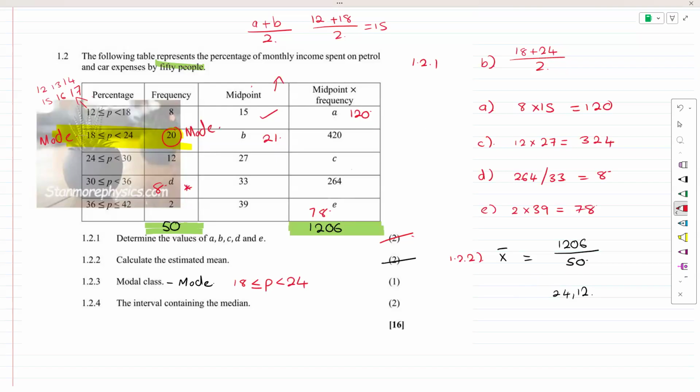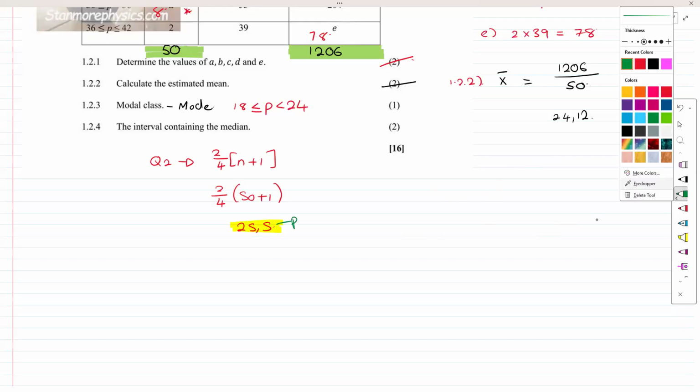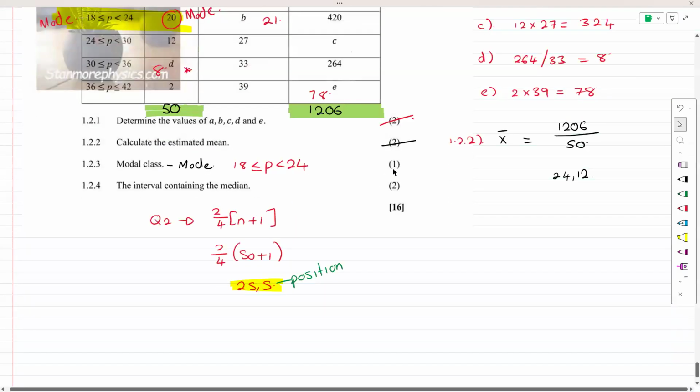Now, the last one is the interval containing the median. Guys, if you're going to sit and count, it does not work. But if you're looking at the median, it's very simple, because quartile 2 is equal to 2 over 4 into n plus 1. This is 2 over 4 into 50 plus 1, which equals 25.5. Now, please remember again, this is not the answer. This is the position. You still have to count 25.5 terms. Where does 25.5 fall?